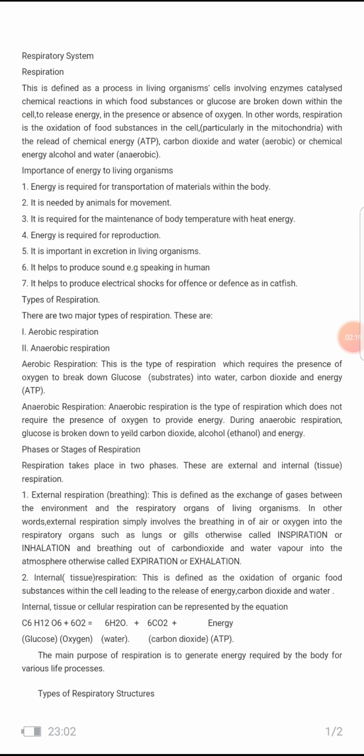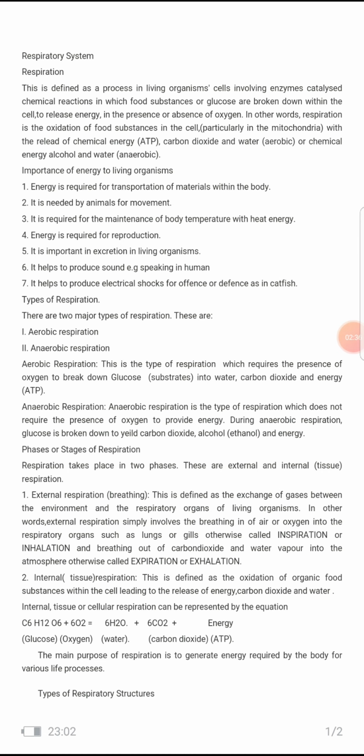So look at the importance of energy to living organisms. You and I know that if we don't have enough energy in our body, we will not be able to carry out our day-to-day activities. Types of respiration.